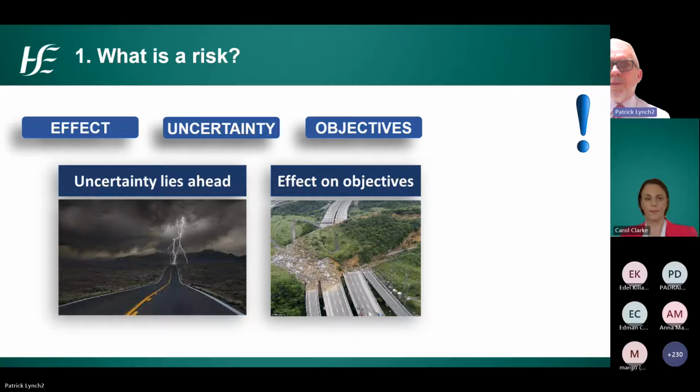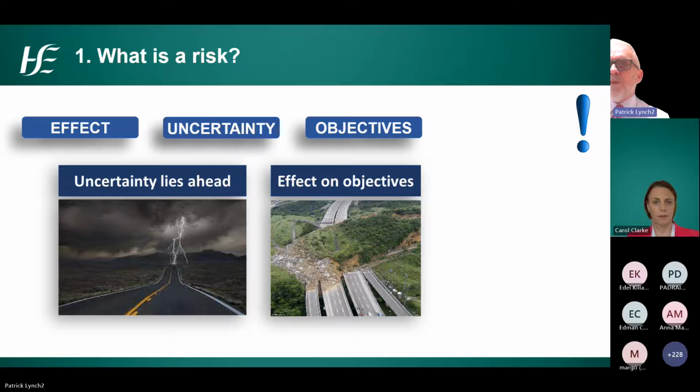So the first thought, what is a risk? Well, the official definition internationally, and you'll see it in the policy, is that it is the effect of uncertainty on objectives. So while this is the official definition, it can still sound a bit esoteric. In practical terms, what does it really mean?